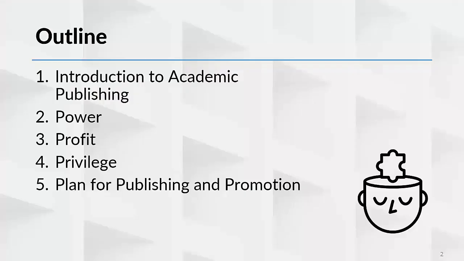So today we'll start out with just a brief introduction to academic publishing, kind of situate ourselves. Then we'll move into these different issues that you can find throughout academic publishing. So power, profit, privilege, 3 Ps, and then a couple more Ps. We've got a plan for publishing, and then along with that, a plan for promoting your scholarly work as well. And I'll circulate that once we get finished talking about the first 3 Ps.